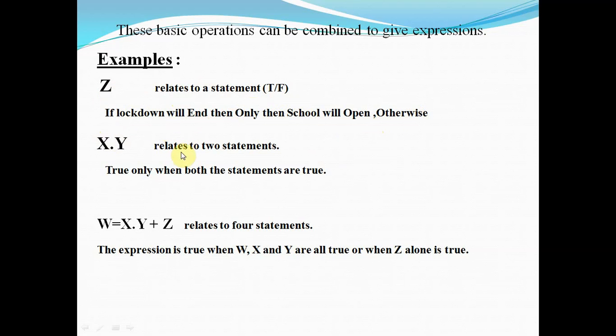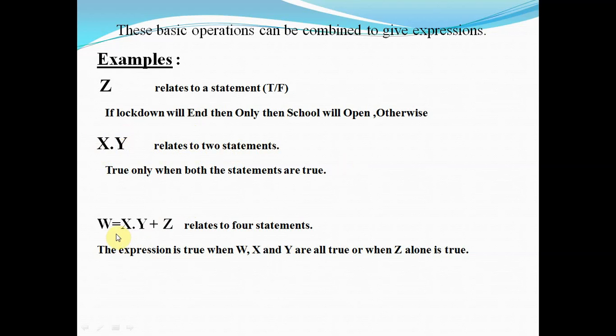Then the second statement relates to two statements. It is true only when both inputs are true, or both conditions are true, otherwise it is not true. For the best example of this, suppose the class is going on and students are there but the faculty is not present, then it will be false. If the faculty is present but students are not there, then this is again false. So this equation becomes true only when both conditions are true.